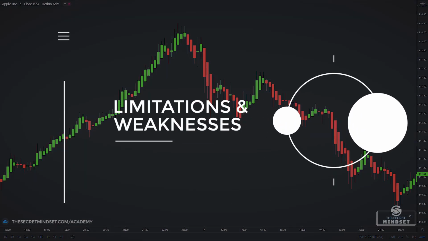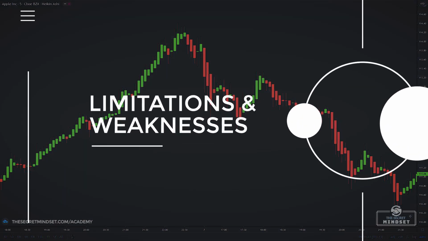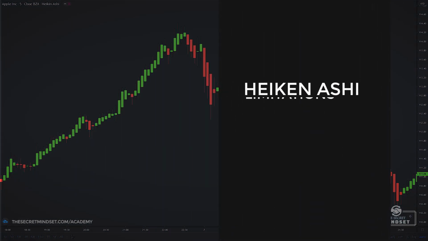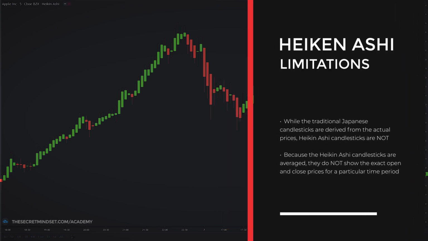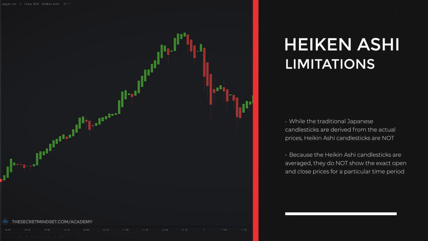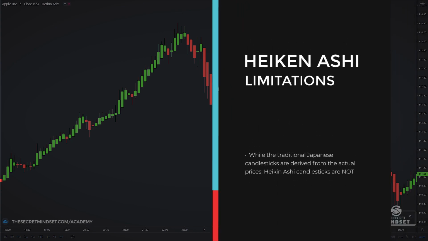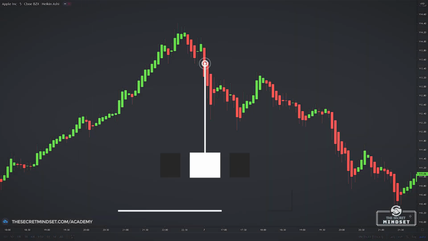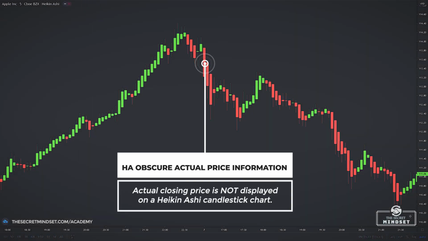Just like any other tool used for technical analysis, Heikin Ashi is useful, but it does have some weaknesses or limitations. While the traditional Japanese candlesticks are derived from the actual prices, Heikin Ashi candlesticks are not. Because the Heikin Ashi candlesticks are averaged, they don't show the exact open and close prices for a particular time period. Heikin Ashi charts obscure actual price information. The closing price is considered important for many traders, but the closing price is not displayed on a Heikin Ashi candlestick. We can fix this problem by using the Smoothed Heiken Ashi indicator.